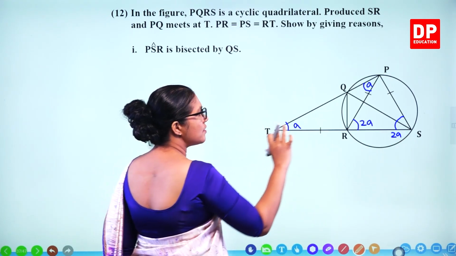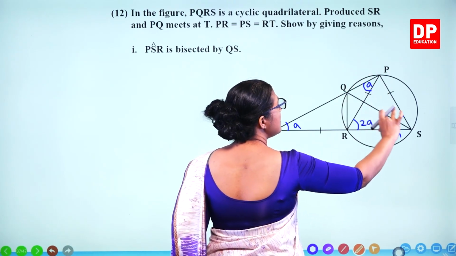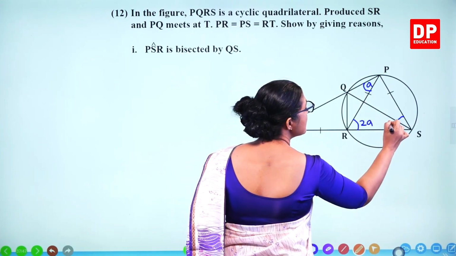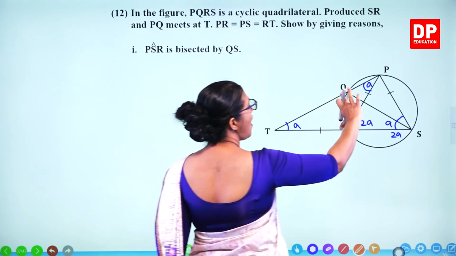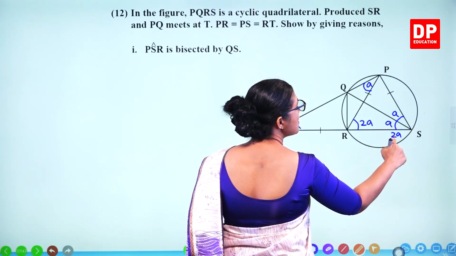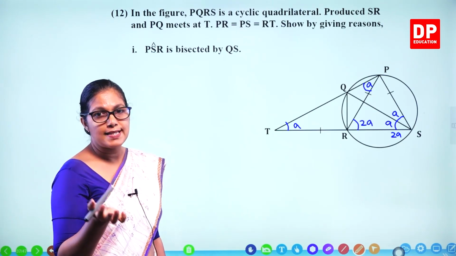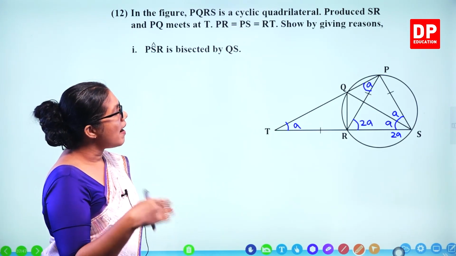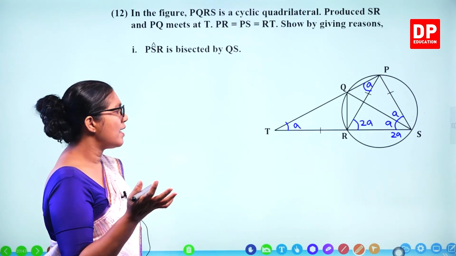But look at the circle. This angle and this angle both are equal. Same segment angles are equal with the QR arc. So if this is A, this becomes A because the whole thing is 2A. Now we can obviously see that the angle is bisected by QS. So we have to write all the information like that.